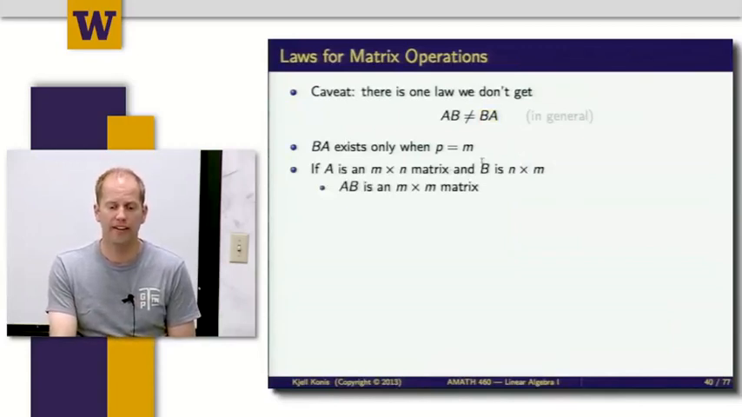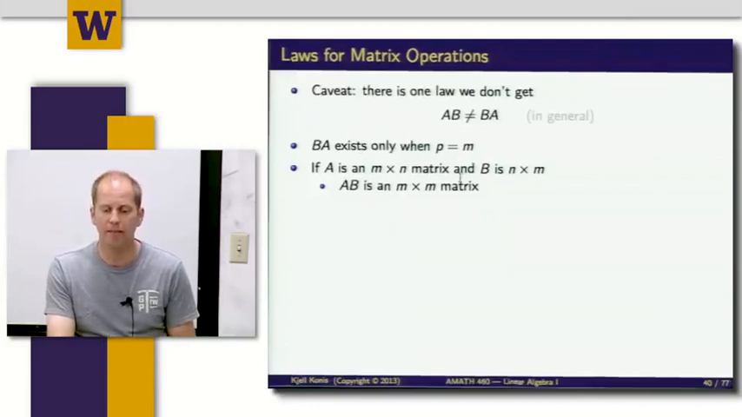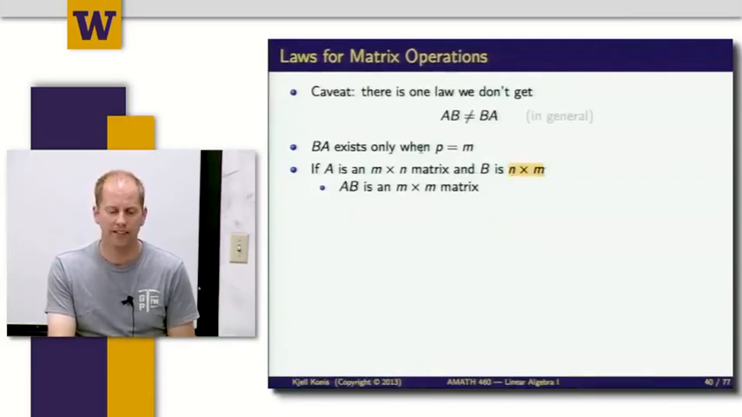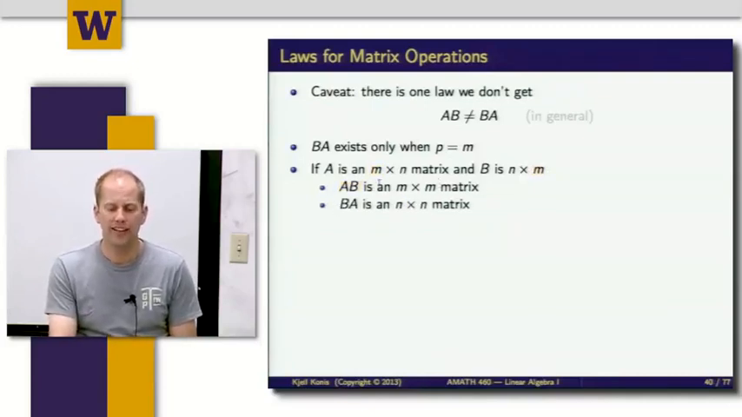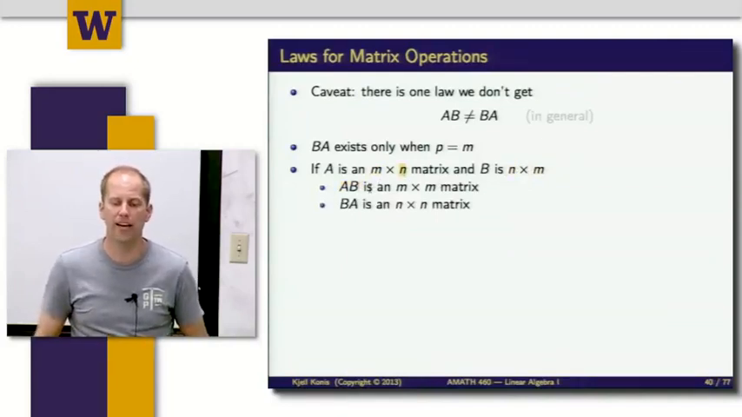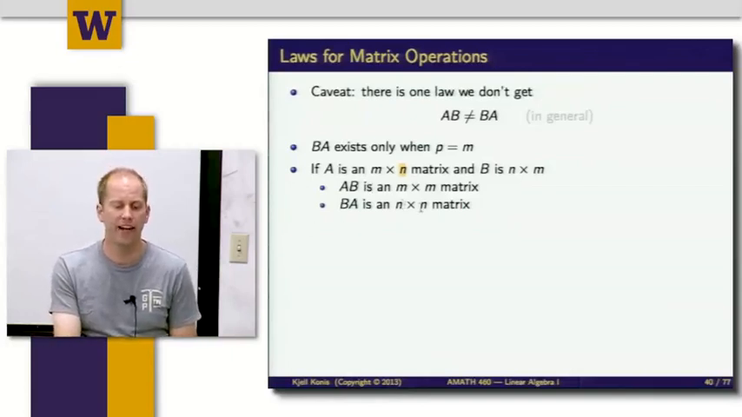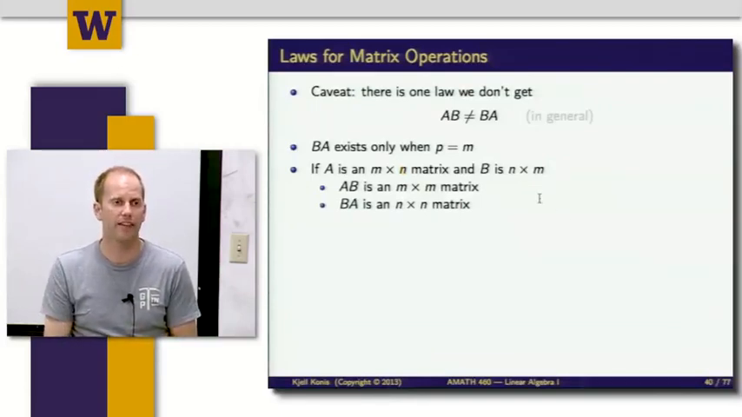If A is M by N and B is N by M, then if I do the product AB, I'm going to end up using these outer dimensions. When I do the product BA, now the outer dimensions are going to be N and N. So AB is an M by M matrix, and BA is an N by N matrix. These can't be equal to one another if they have different dimensions. So for equality, they have to be the same dimension, and then each entry has to be equal.